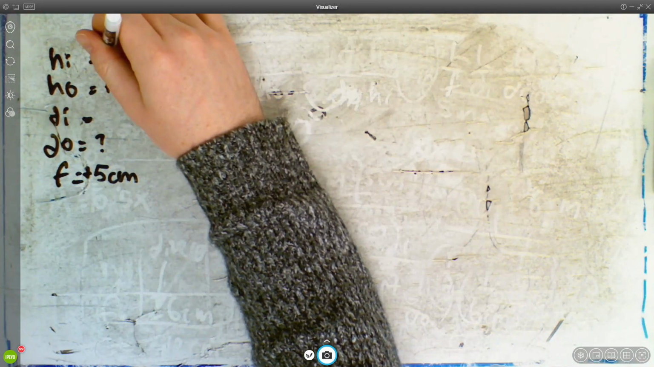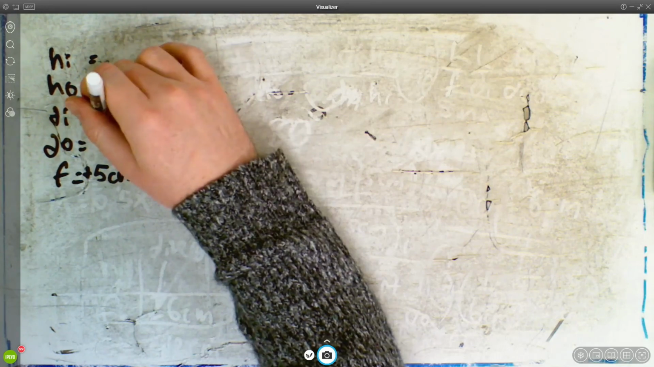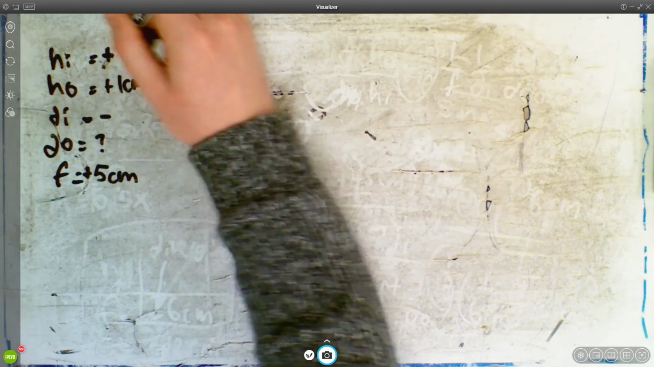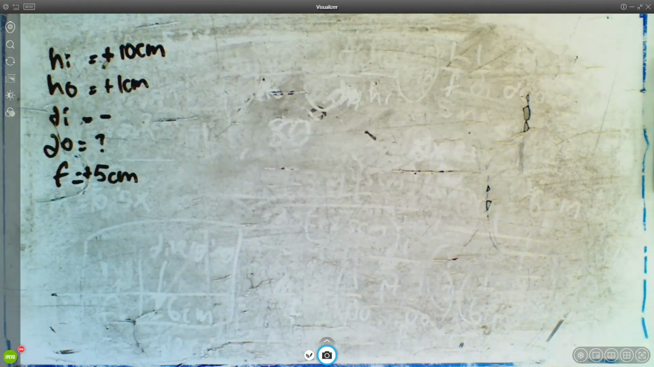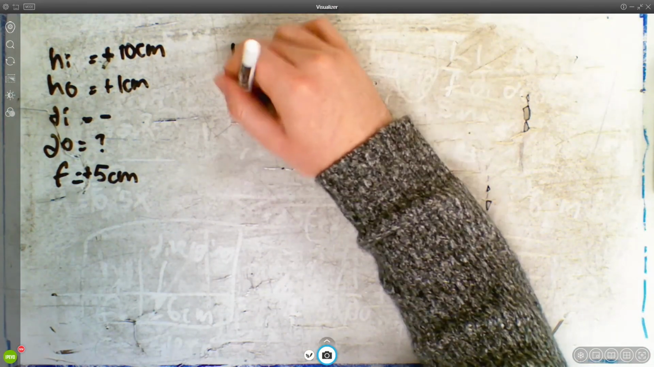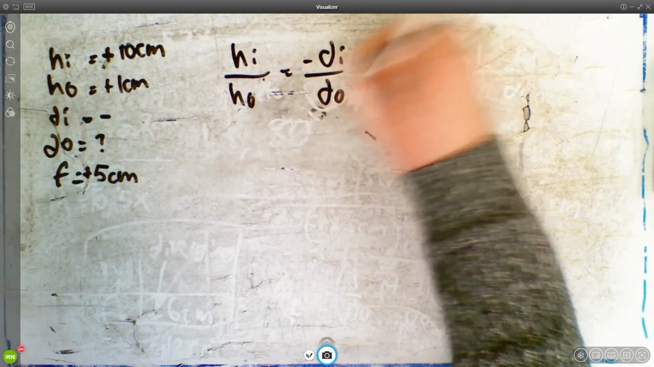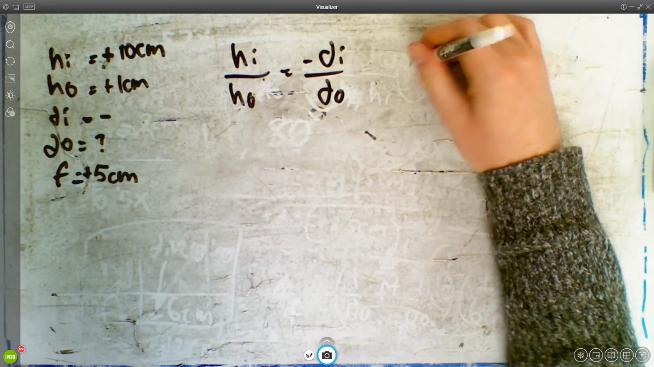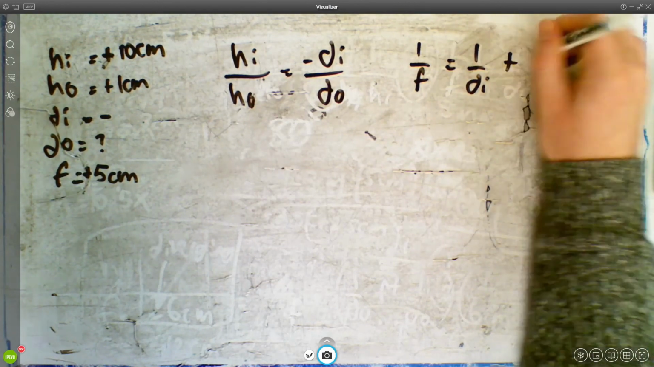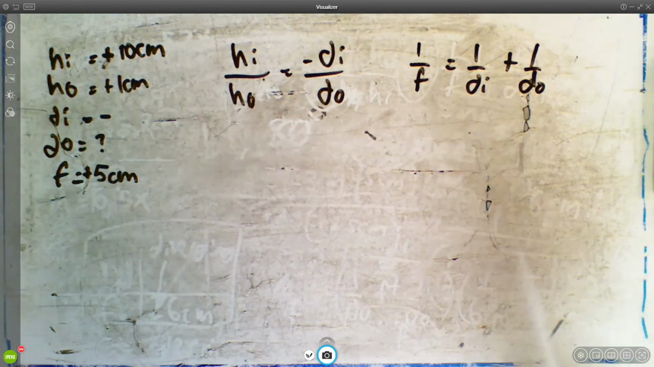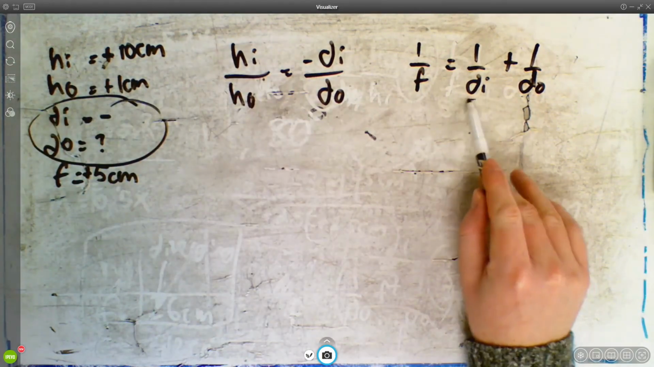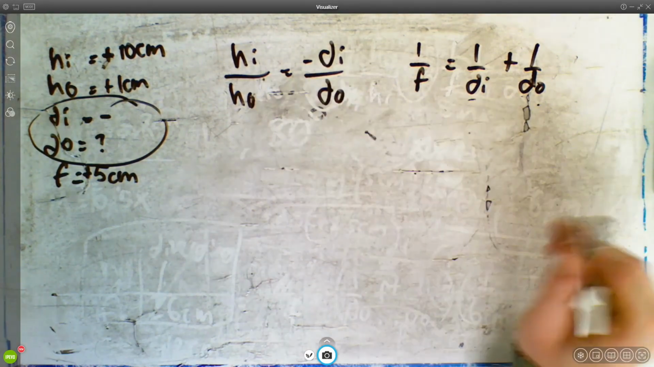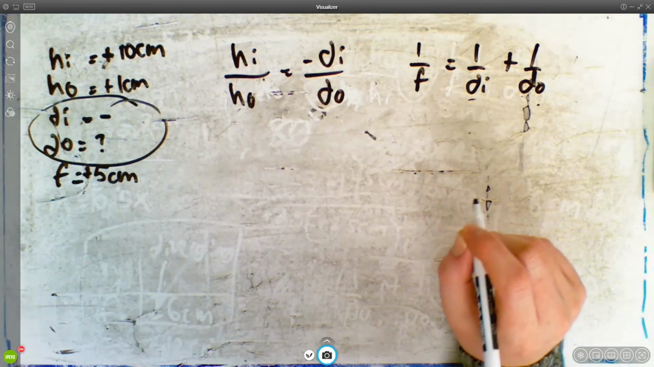So that means that it's virtual, so the image distance is going to be negative, but the height is erect if it's virtual. So this is positive 10 centimeters because it's 10 times the magnification. Okay, so again, we'll go hi over ho equals negative die over dou. And then we have 1 over f equals 1 over die plus 1 over dou. Okay, and we don't know these two, right? Which makes it hard to do this question. So this is a tricky question. This is a special type of question.